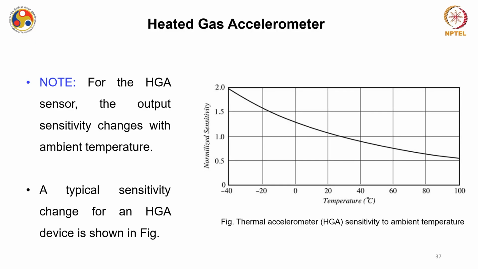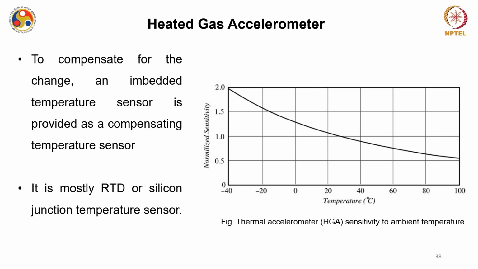Okay. So a typical sensitivity change for an HGA device is shown over here, where you can see a plot of normalized sensitivity versus temperature for the ambient temperature. Okay. And you can see that the sensitivity decreases when the temperature increases, meaning at lower temperature their sensitivity is good, but when you keep on increasing the absolute temperature of operation, its sensitivity decreases. However, they can be calibrated, because mostly these devices are linear sensors only.